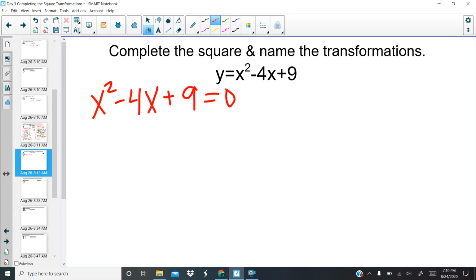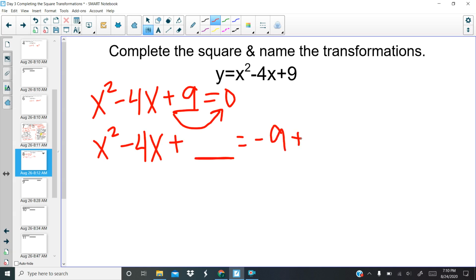And then the next thing I need to do is move that constant over. So I need to get rid of that 9. So I would have x squared minus 4x plus some blank right here equals, when I move the 9 over, it becomes negative, plus the same blank so that I can leave it as a balanced equation.